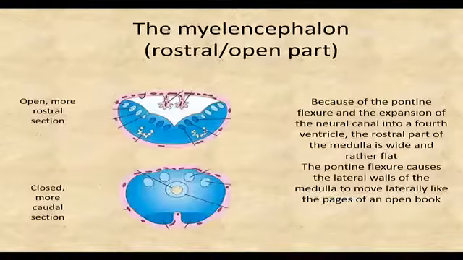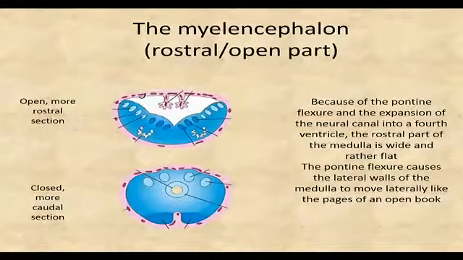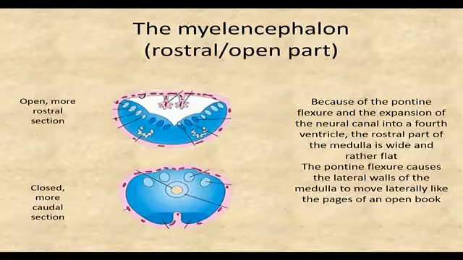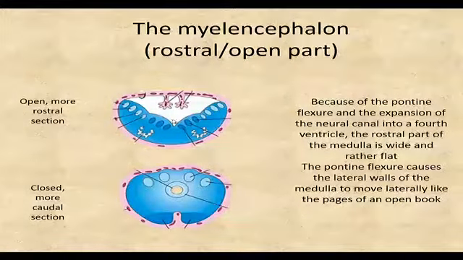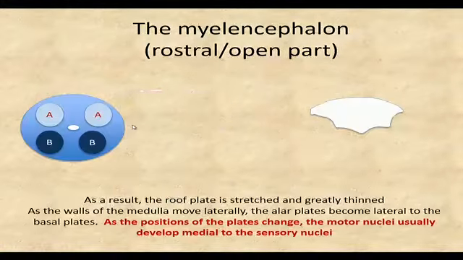But all right, so we have this open part and this closed part of the medulla. We have the pontine flexure. You can't see the flexing that's occurring. And we have the growth and opening of the fourth ventricle, and it's going to move these plates, the position of the plates. And so here you can see this is open, and you expect to see this configuration when you're looking at the open part of the medulla, and you expect to see something like the spinal cord when you're looking at the closed part.